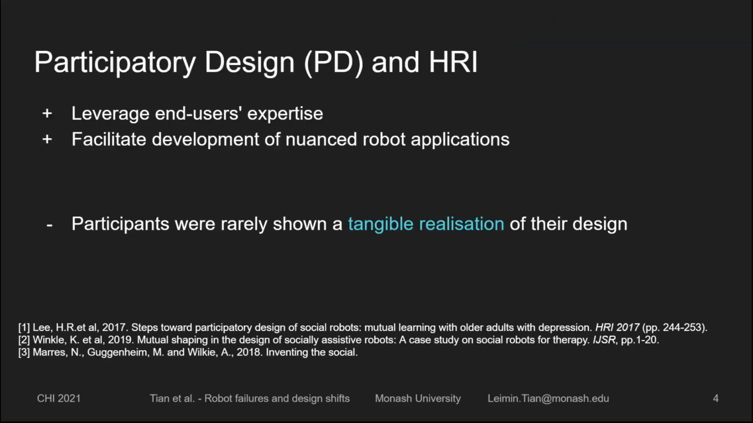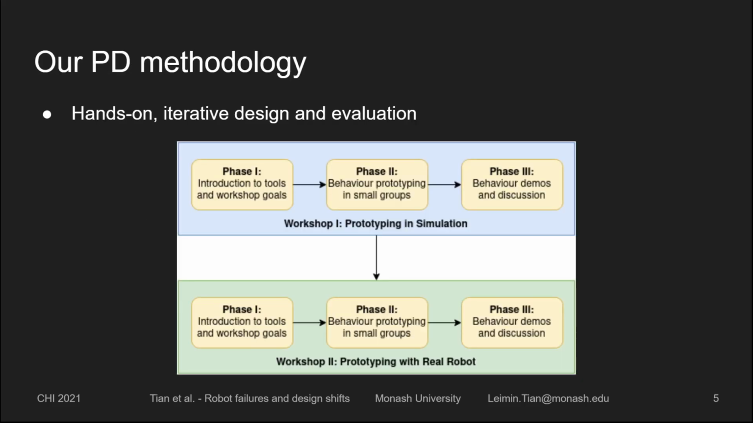PD methodology has been used in HRI research to incorporate users' feedback. However, participants in existing studies are rarely shown a tangible realization of their design. Therefore, we propose a novel PD methodology consisting of active prototyping of robot behaviors in a simulator and on a physical robot, which facilitates iterative design and evaluation.